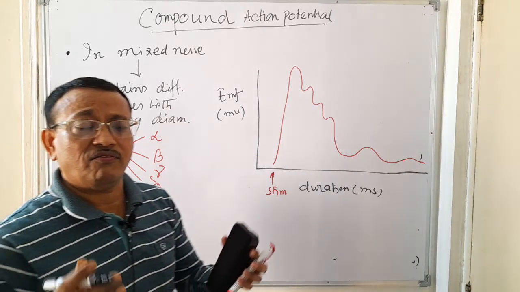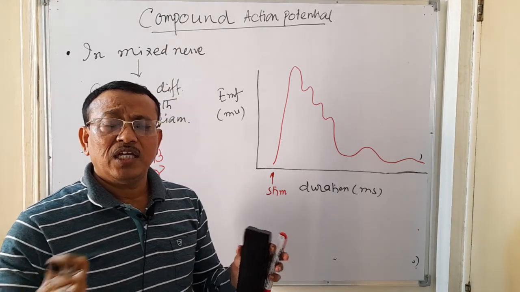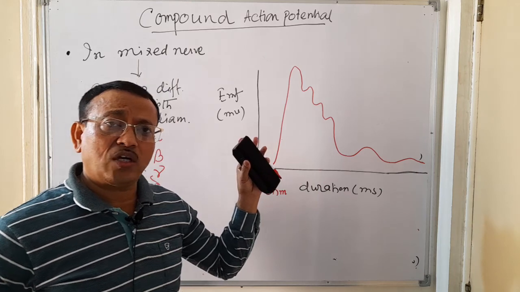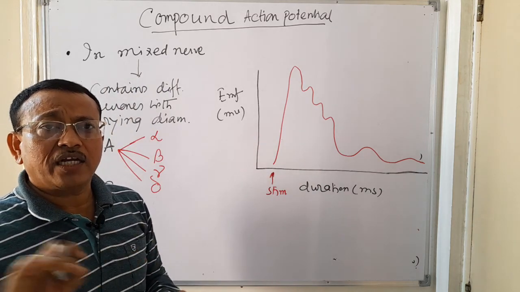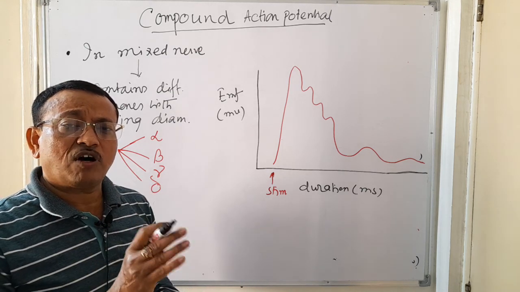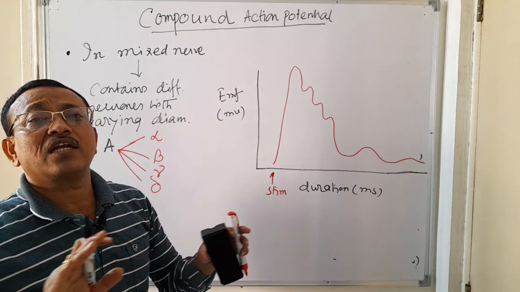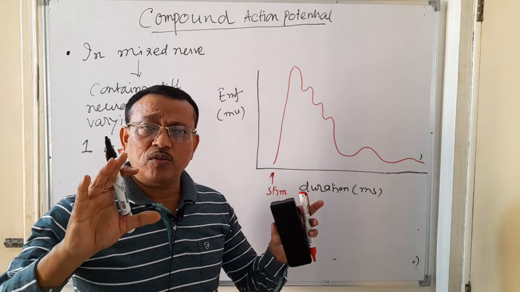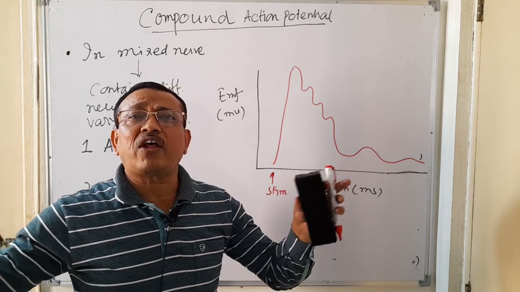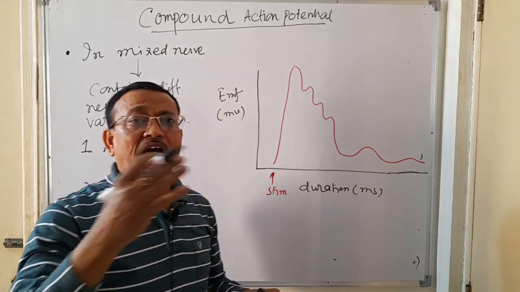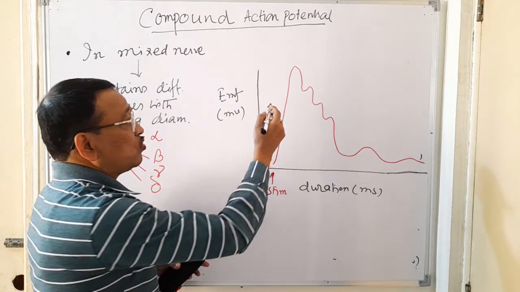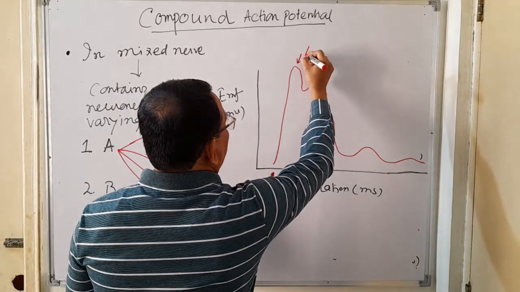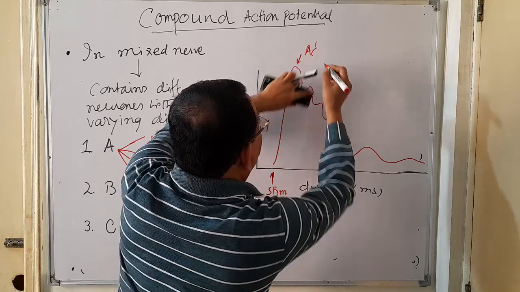As the diameter varies, the nodes of Ranvier are distantly located, far away from each other. As I told in another video, in a myelinated nerve fiber the action potential jumps from one node to another node, which are distantly located. For A alpha, the myelin sheath diameter is much more, so the nodes of Ranvier are far from each other. So there is more jumping of the action potential from one node to another, and that causes the first appearance of the A alpha wave. So this is the wave for A alpha.